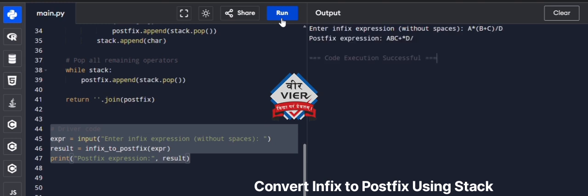This structured process is fundamental to how compilers and interpreters manage mathematical calculations.